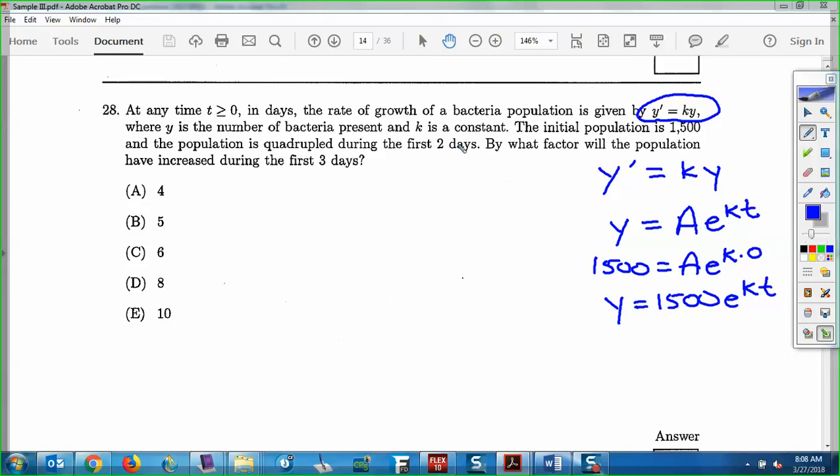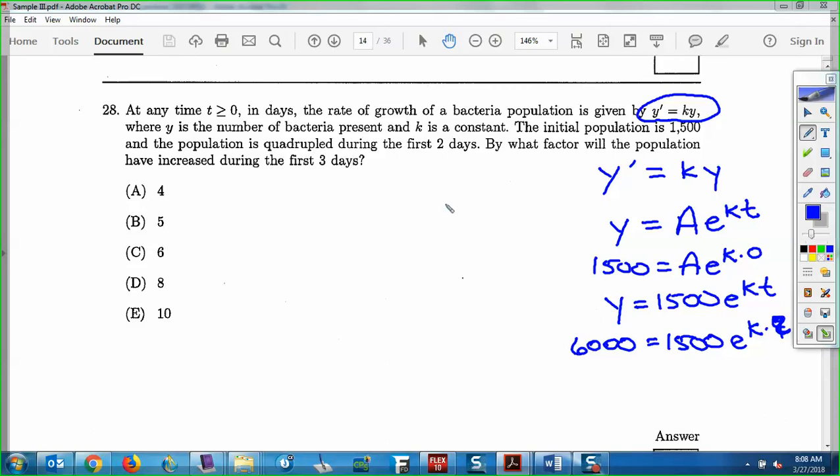It said it will quadruple during the first 2 days. Well, that means it would be what? Times 4. So it would be 6,000. It would be 6,000 on day 4. Well, so that's like two unknowns, right? So what's that? Oh, it'd be day 2. Yeah, sorry, I was thinking quadruple. So it'd be day 2. And so you'd have that.